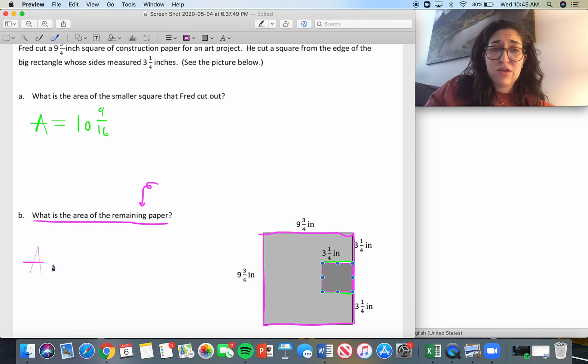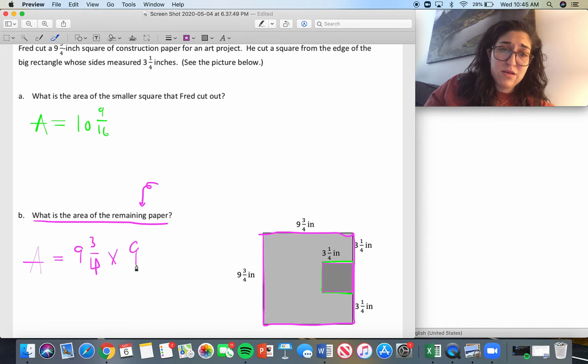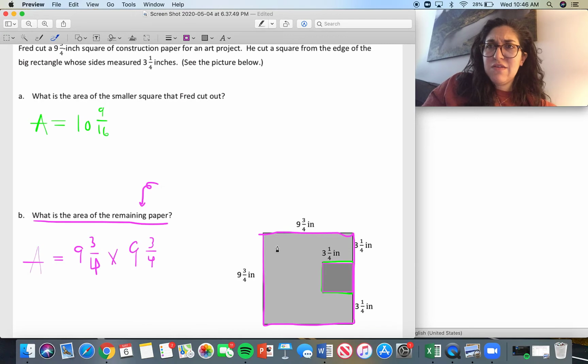The whole gray, the area of the whole pink square, if you will, is going to be 9 3/4 times 9 3/4. So if I could find the whole area, then what would I need to take away in order to find just the original gray area?